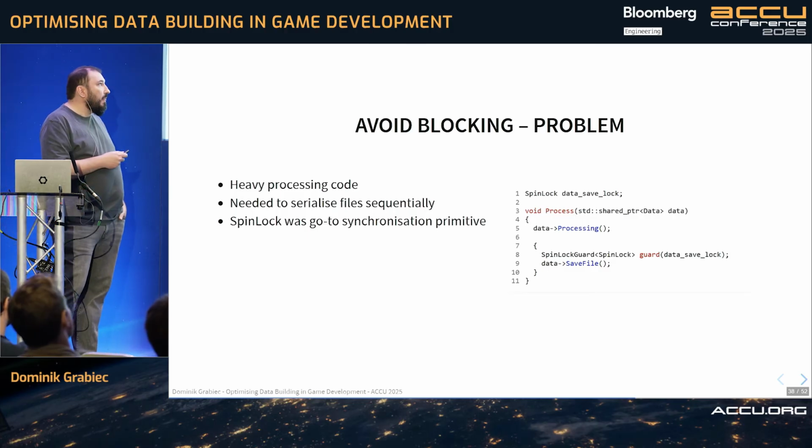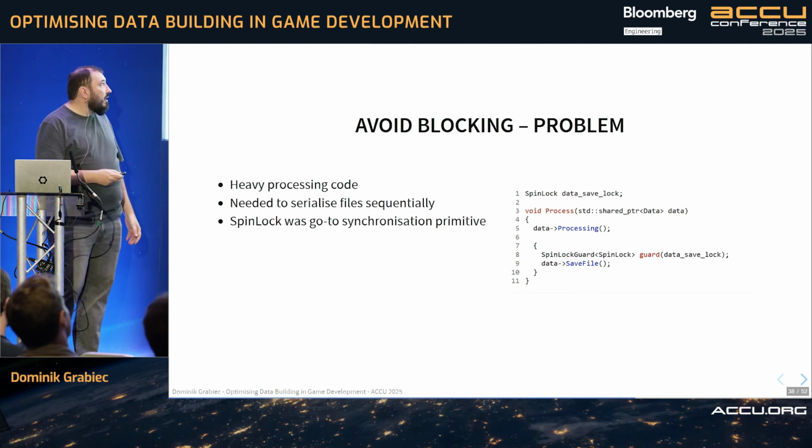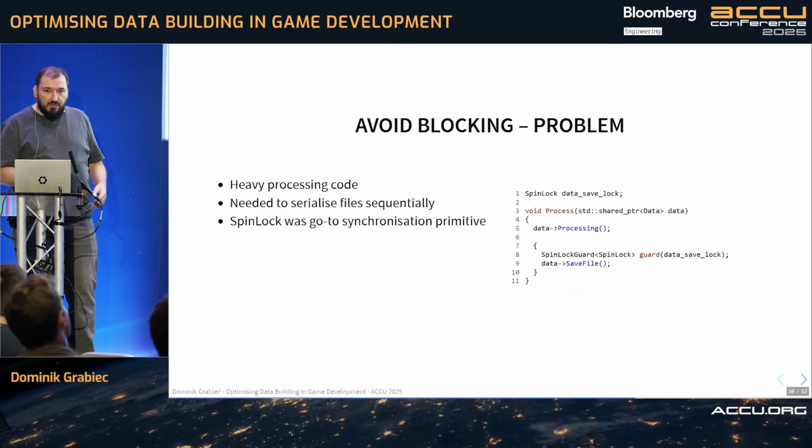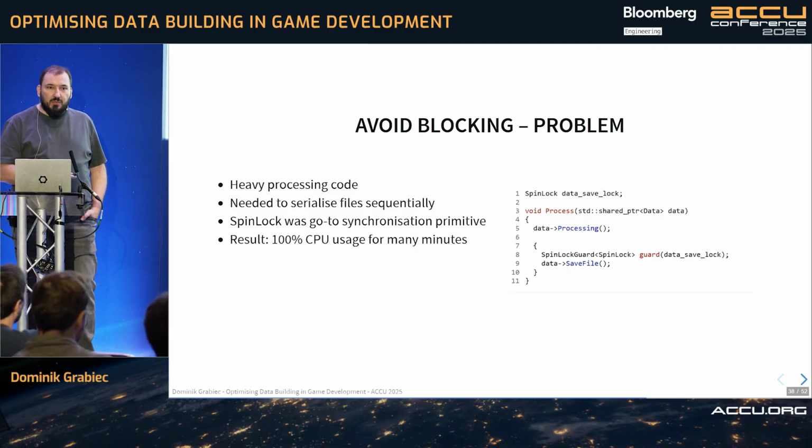So we had a spin lock that guarded saving of the file, and we needed to effectively serialize the file sequentially. The problem came when I came into work and the processing took 100% CPU usage for many minutes.